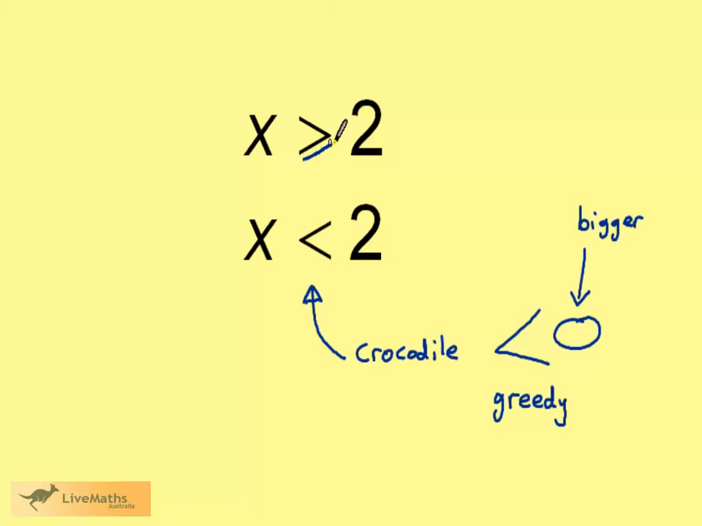The extra line here indicates greater than or equal to. The extra line here indicates less than or equal to.